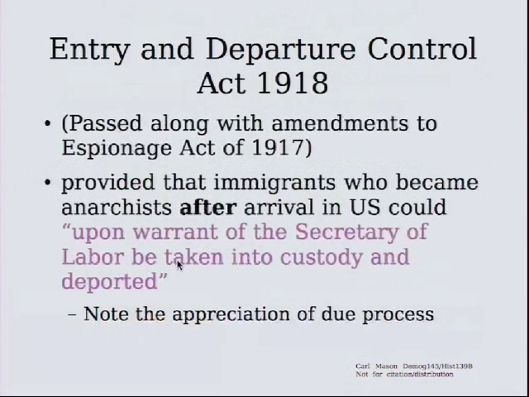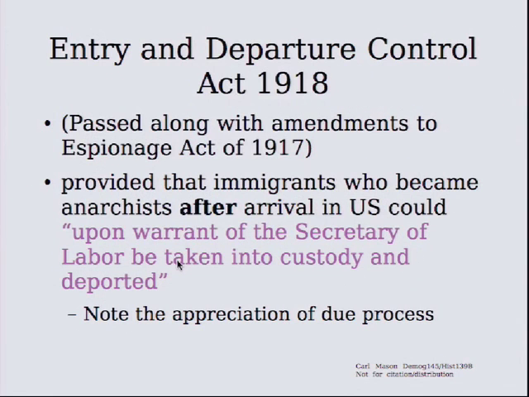Also, in 1918, Congress passed, along with the amendments to the 1917 Espionage Act, the Entry and Departure Control Act. And this one figures importantly in the Red Scare that we'll talk about shortly. It provided that immigrants who became anarchists after arrival in the U.S. could, upon warrant of the Secretary of Labor, be taken into custody and deported. Right? So two important pieces about this. First, after arrival. Right? So if you contracted your anarchist tendencies even in the United States, you could be deported.